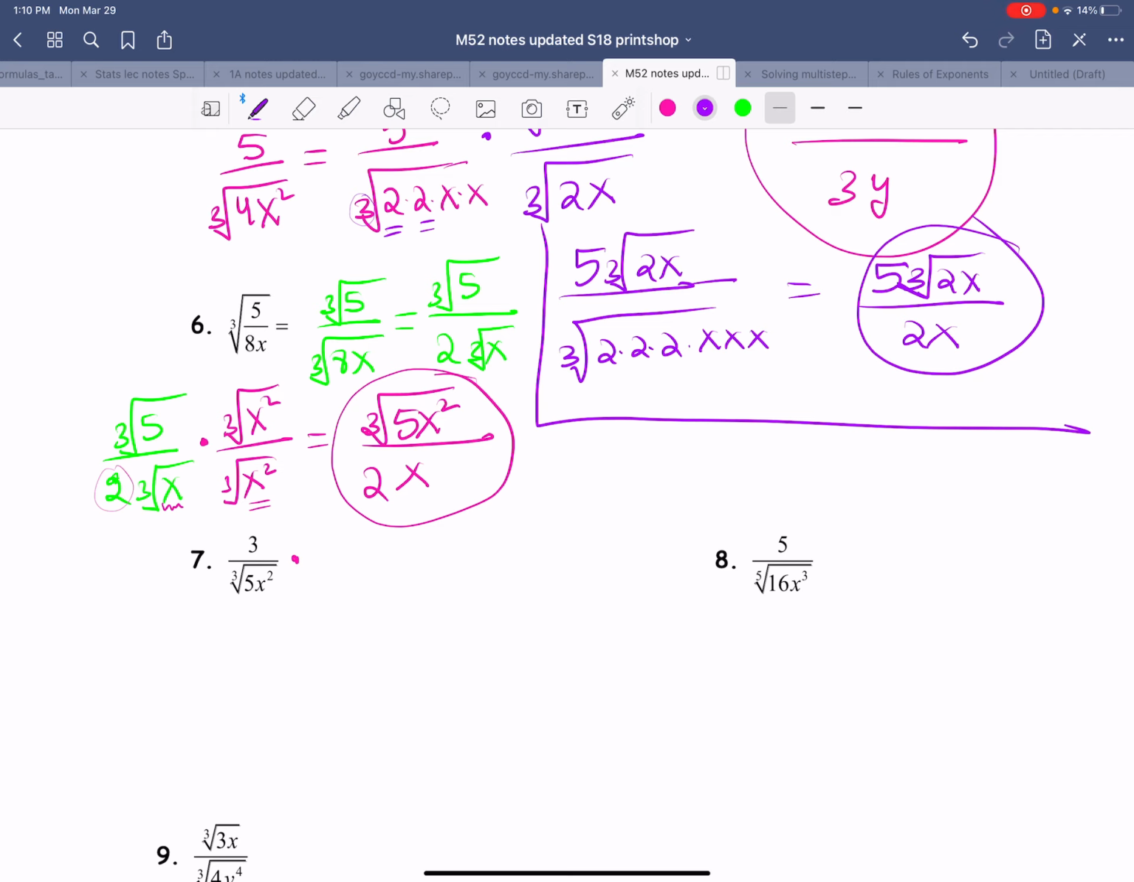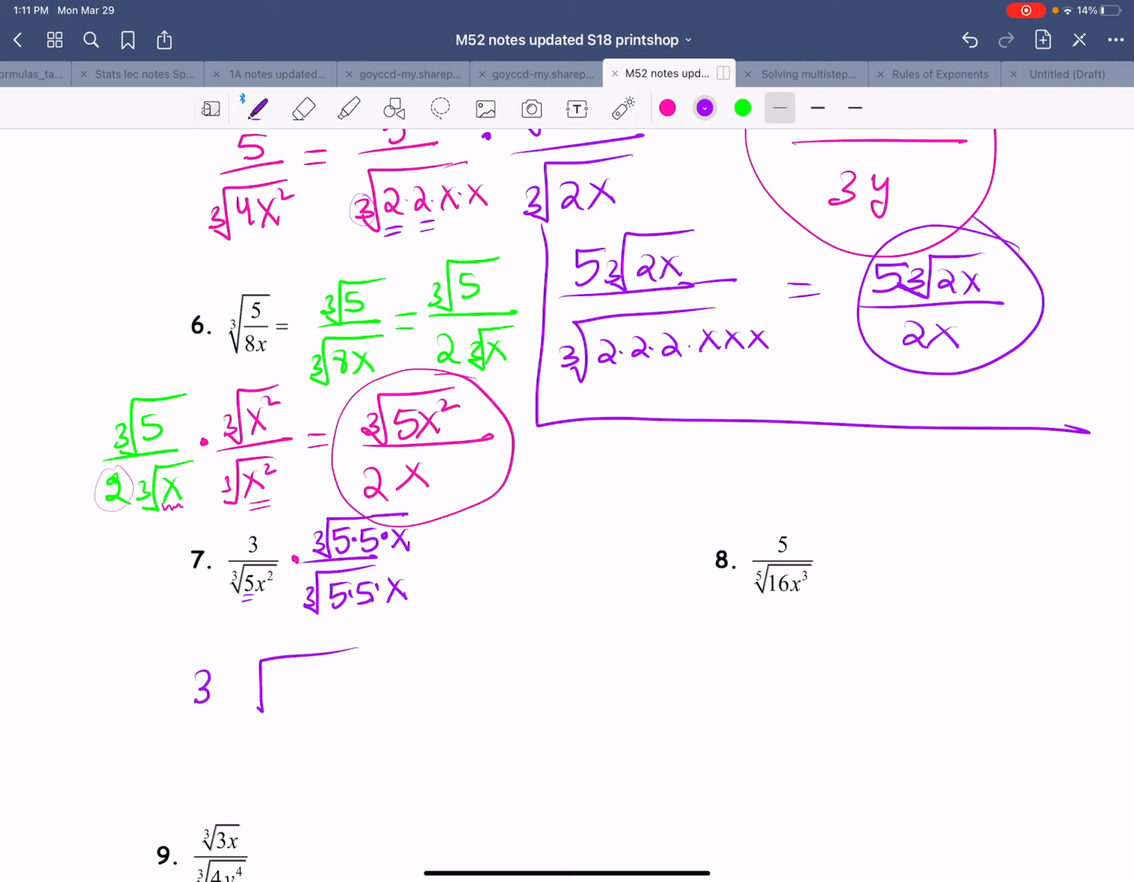Doesn't look like it. So I'm going to be multiplying both numerator and denominator. How many 5's do I need to be able to pull 1 out of the cube root? Well, I need a total of 3 5's. I already have 1 5, so I'm going to bring 2 more, 5 times 5. And there are already two x's in here, so I need one more x. So I'm going to multiply numerator and denominator by one more x as well.